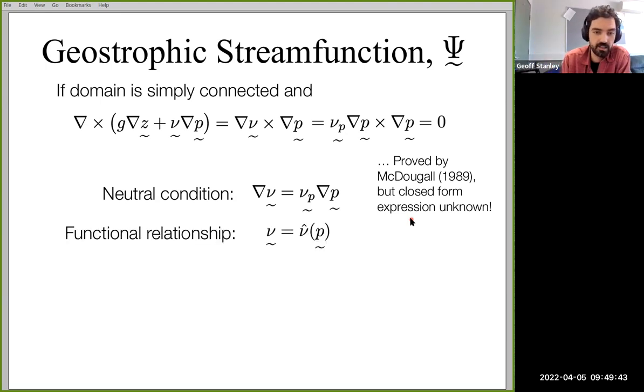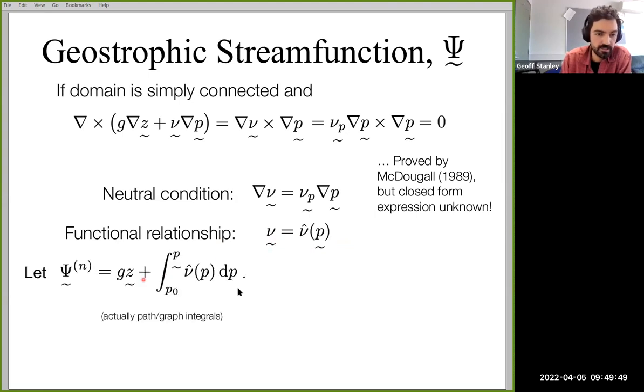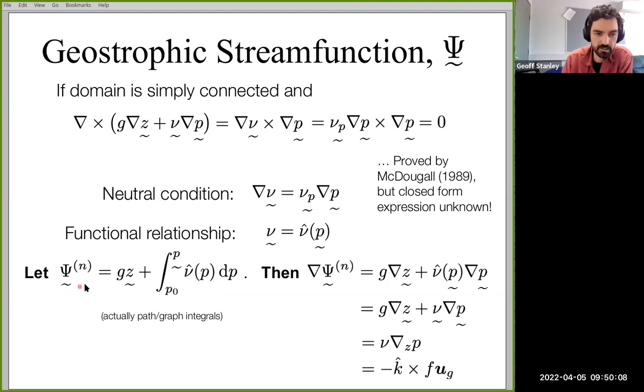So let's get that. The great thing is we have this functional relationship now. Nu is a function of pressure. So here it is, the exact geostrophic stream function. Psi is equal to gz, that was just handling the really easy term because g is constant, plus an integral of the nu hat function. And again, this would be calculated using these path or graph integrals like we had in the first bit of the talk.